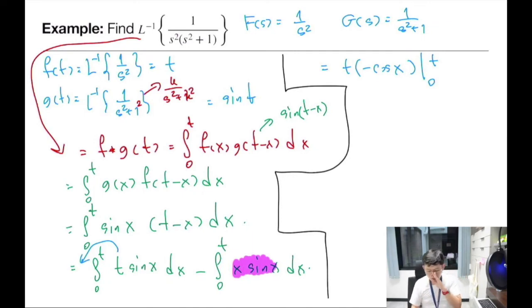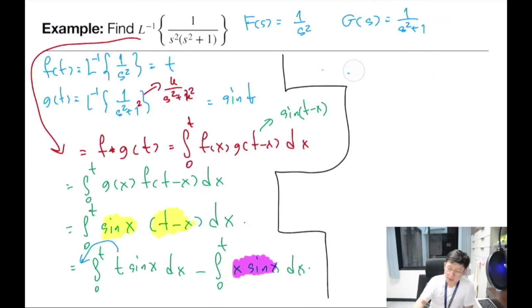Actually guys, you can do integration by parts from here: sine x times (t minus x), right? You let u be t minus x, and then you let v be sine x dx. Actually you don't need to split it like that, but if you want, you can. But guys, I'm not going to show you how to do integration by parts. I'm just going to give you the answer. The answer is t minus sine t. You can try integrating that yourself. This one is quite simple.